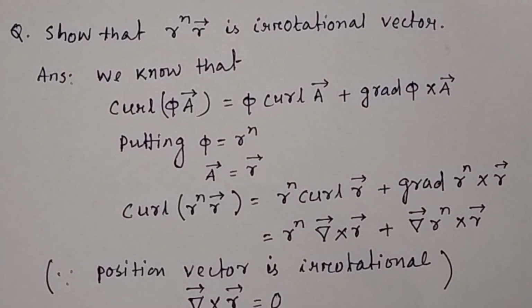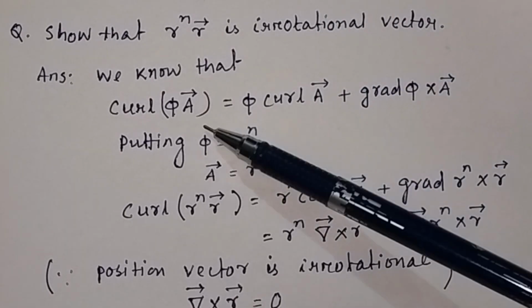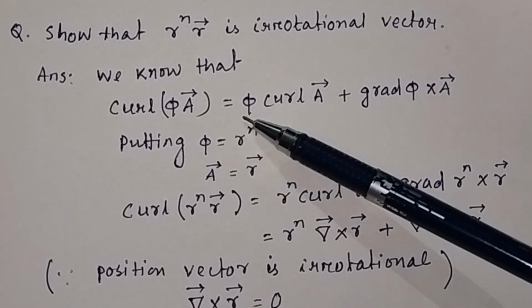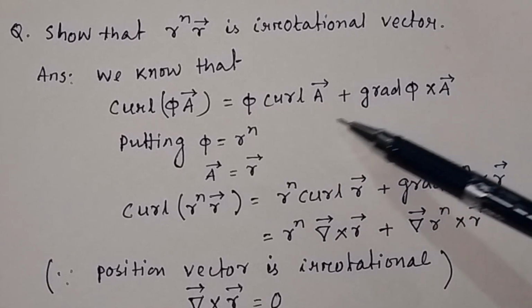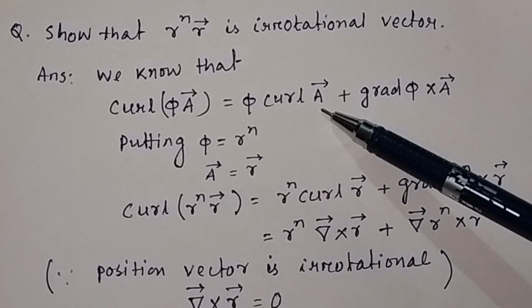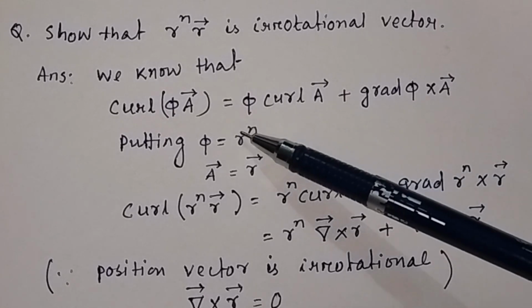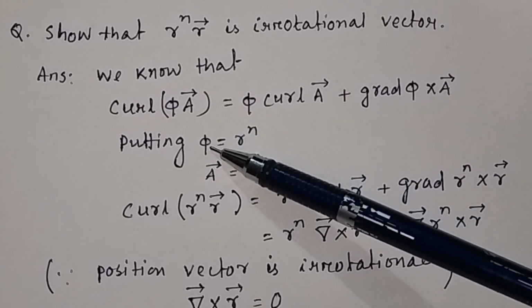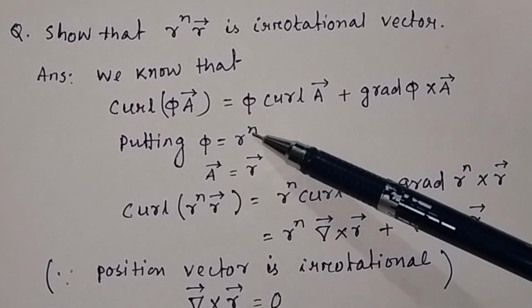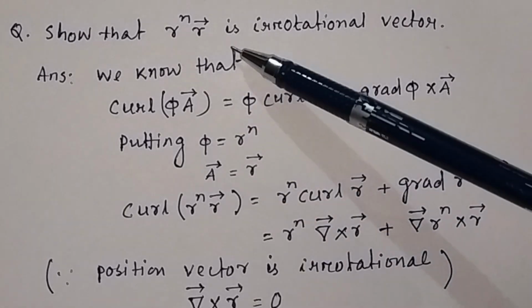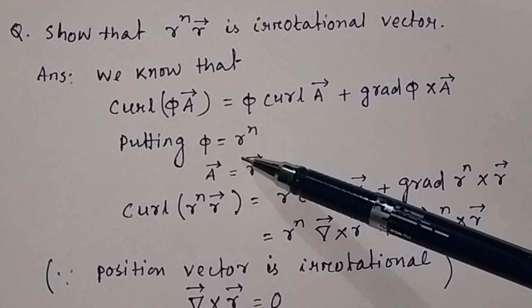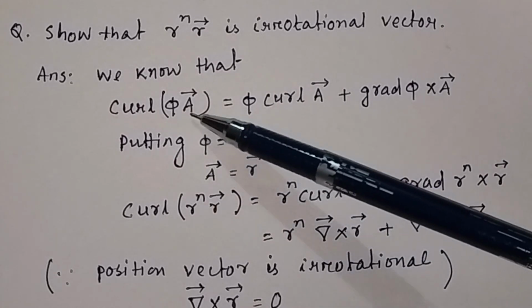So r to the power n into r vector is an irrotational vector. We know curl of phi A equals phi curl A plus grad phi cross A vector. We have proved this in the previous video. If you take phi, which is a scalar function, equal to r to the power n, and the vector function A vector is given as r vector, then what will be curl phi A?